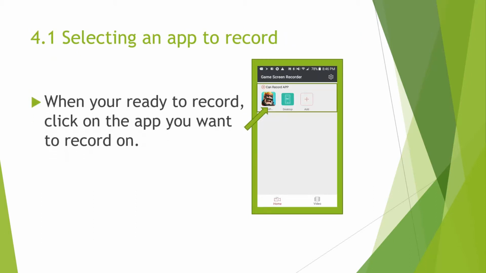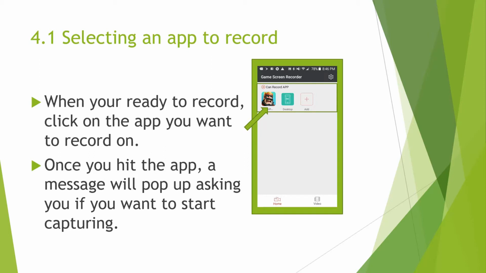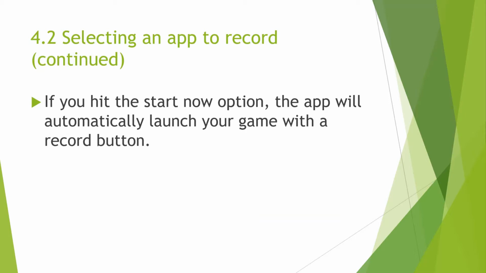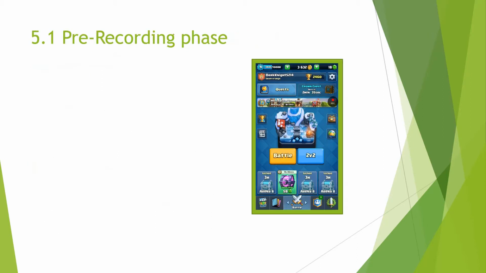So now we're back to this layout. When you're ready to record, click on the app that you want to record on. Once you hit the app, a message will pop up asking you if you want to start capturing. If you hit the Start Now option, the app will automatically launch your game with a record button. If you hit the Cancel option, the app will cancel your attempt to start capturing. This is handy if you accidentally tap on the Start Now option.